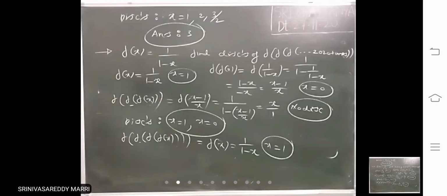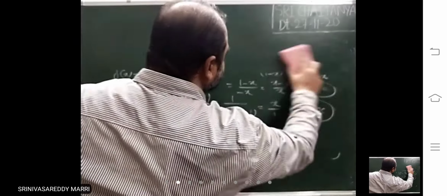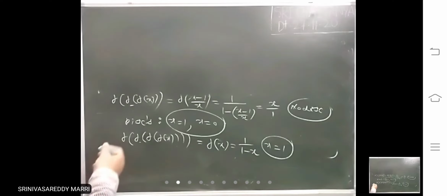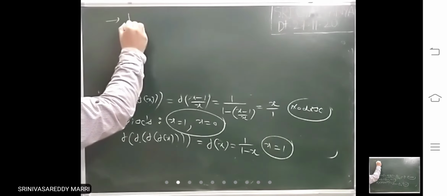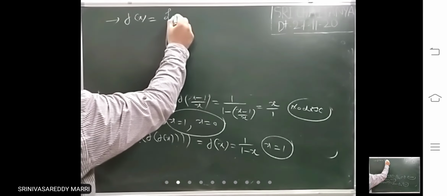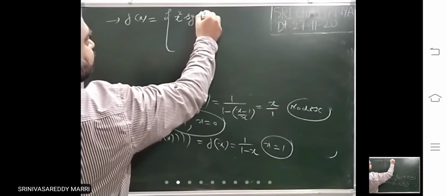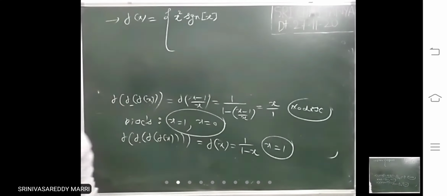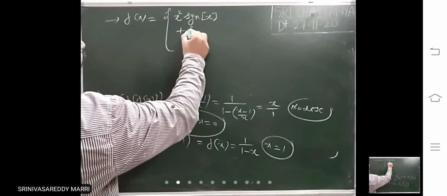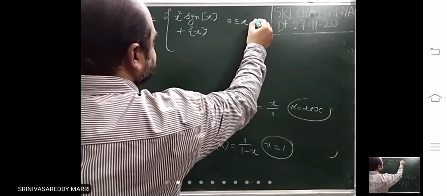Look at next. Functions will be given like this. Function is given as x square into SGN of step x, I have told Signum function, SGN of step x plus fractional part of x. It is defined like this in the interval 0 to 2.